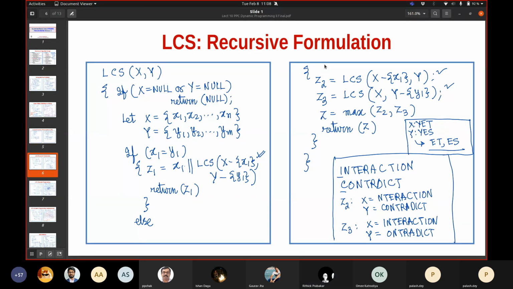Otherwise, you will either delete x1 and call it on x minus x1, y, or you will delete y1 and call it on x, y minus y1, and you will get the maximum of z2 and z3. And you will return either z1 if x1 matches y1, and if it does not match, then you will return from the other two sides. Is it clear to everybody how to do it? It is a slight variation of our pattern matching problem.